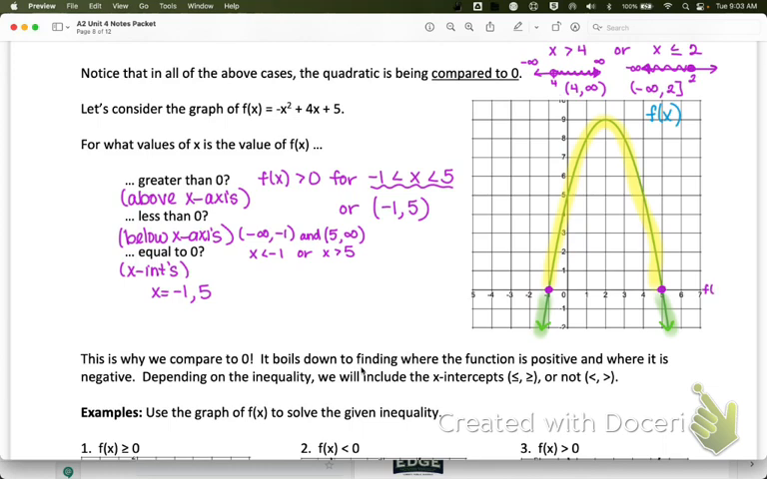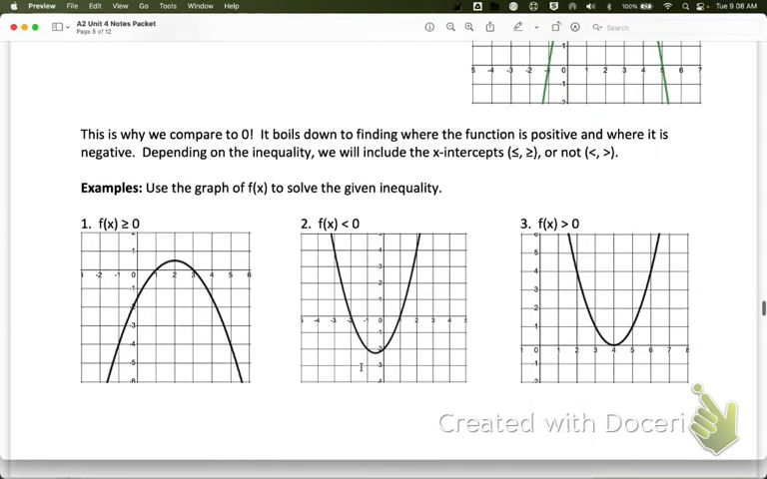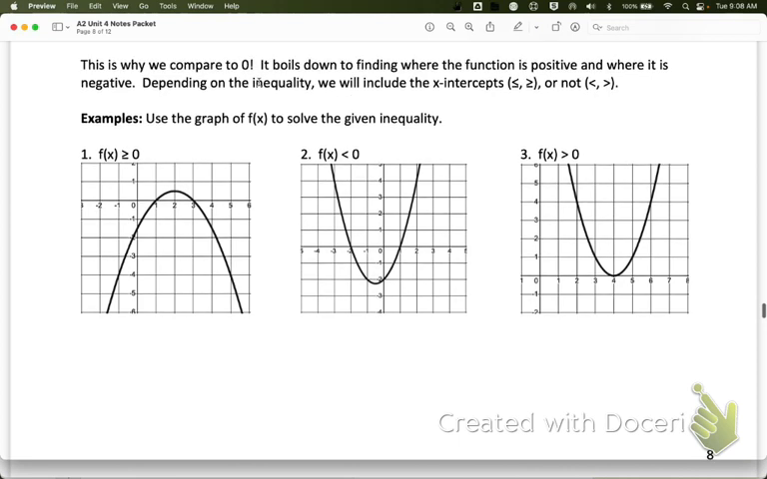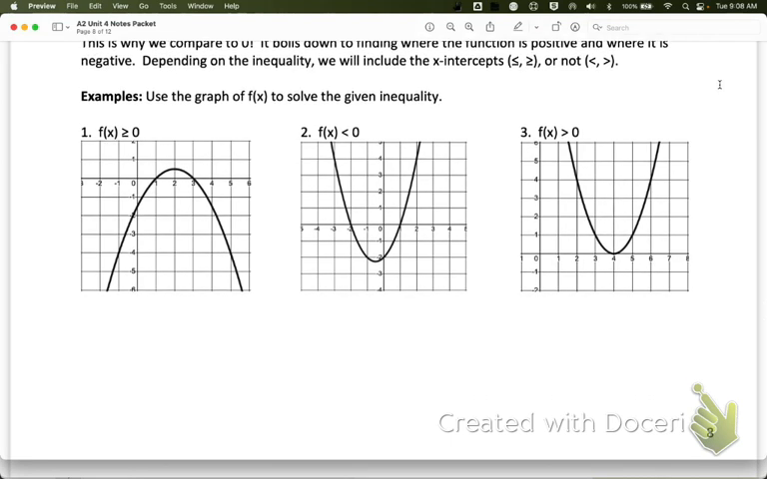On the x-axis is where f of x is equal to 0. Above the x-axis is where f of x is greater than 0. And below the x-axis is where f of x is less than 0. So that's kind of what we're looking at. So graphically, we can solve inequalities by looking at the picture, okay? And so depending on the inequality, if it's equal to or not, we will either include the x-intercepts if it's less than or equal to, greater than or equal to, or not if it's just less than or greater than, okay? So here's some graphs.